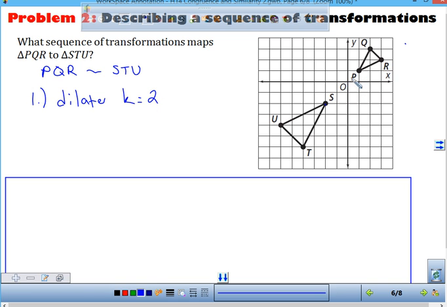Okay, so let's do that. P is going to go to (2, 2) from (1, 1). And it's not going to fit on my graph, so this isn't the best here, but we're going to do what we can. Okay, R is at what? (3, 2). So it's going to go to (6, 4). 1, 2, 3, 4, 5, 6. And then up 4. 1, 2, 3, 4. So there's R prime. Okay, and Q is at (2, 3), so we have to go to (4, 6). So 5, 6.